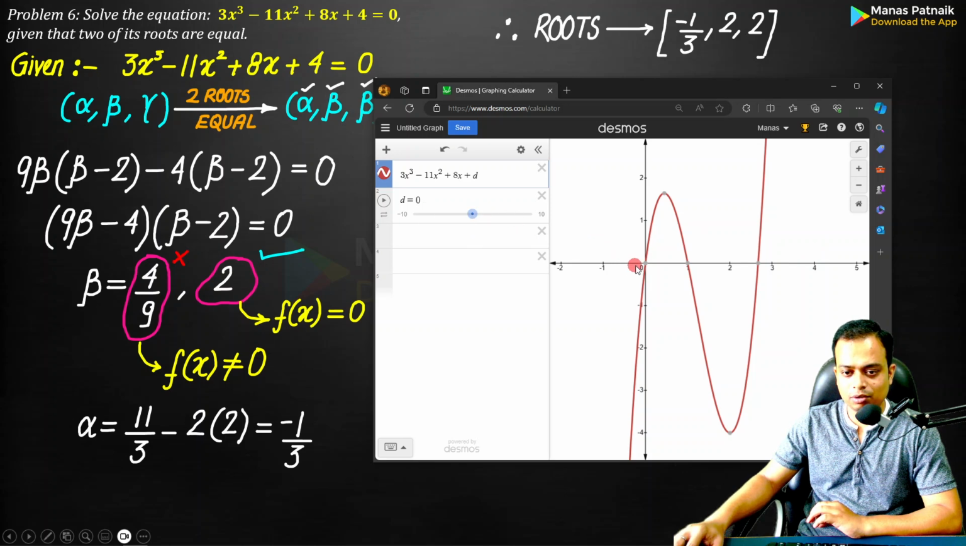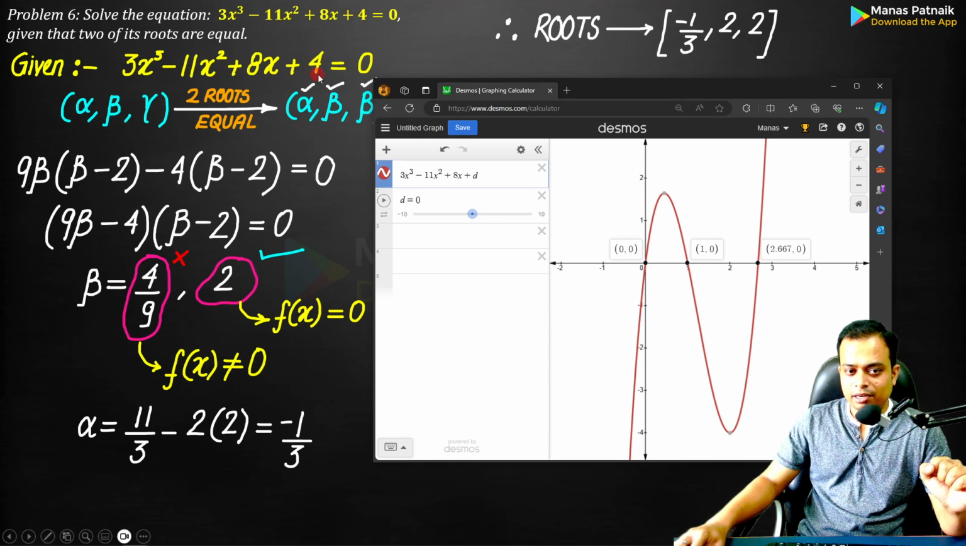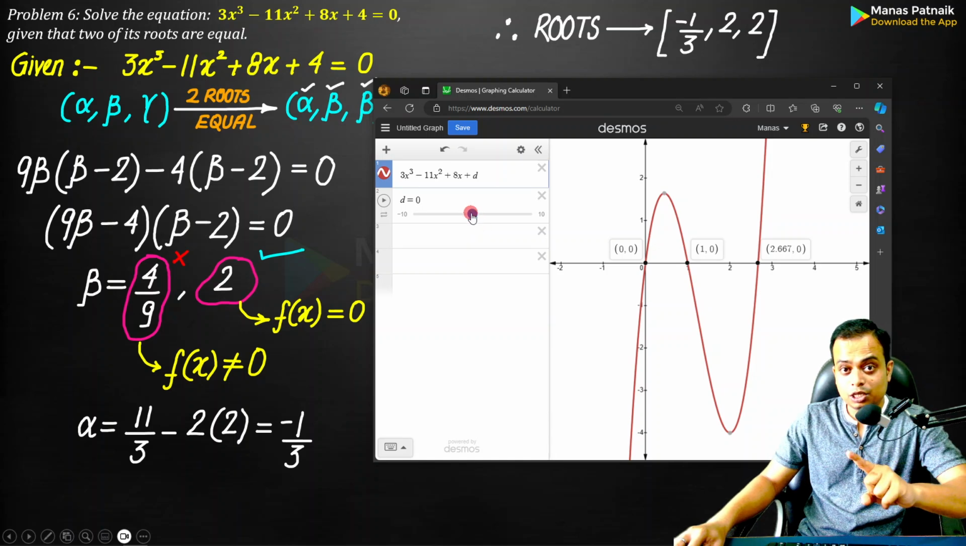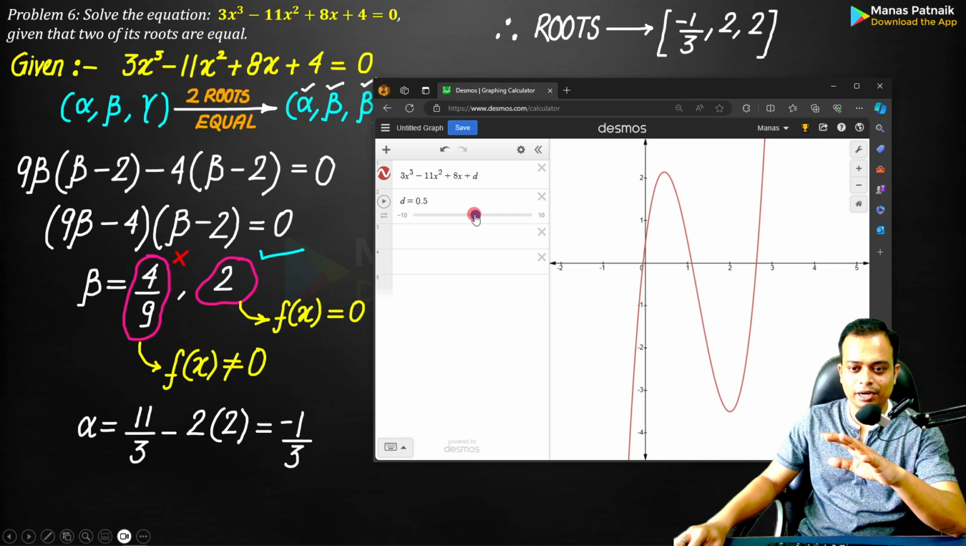When d is equal to 0, you can clearly see there are as many as 3 roots. One root is 0, the second root is 1, the third root happens to be 2.667. Very well, sir, no problem, as long as the value of d is 0. But sir, in the problem it has been given d is equal to 4. Just watch what will happen if I keep on increasing the value of d from 0 to 4. Observe. Sir, the profile of the graph remains unchanged, rather it is shifting in the upward direction.